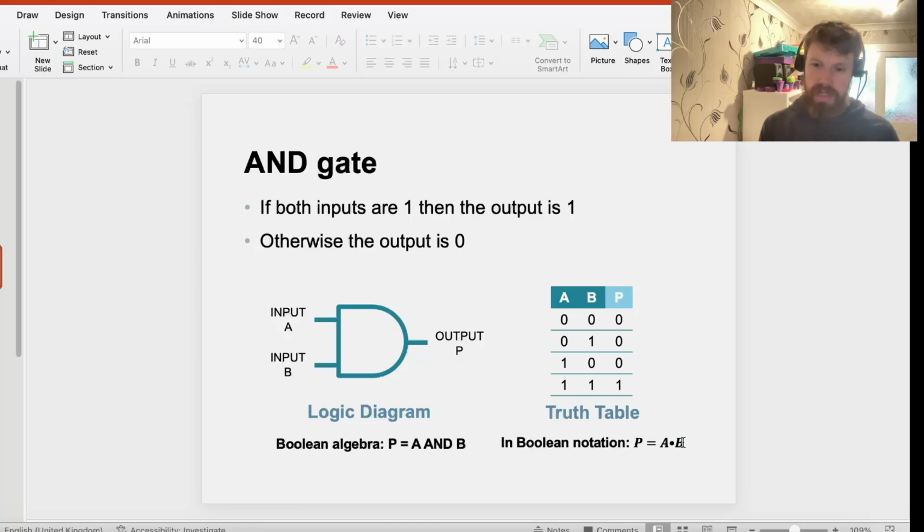The Boolean notation for this one is you put a dot. It's like the multiplication sign. So you just put a dot there, and that is how you would write AND.